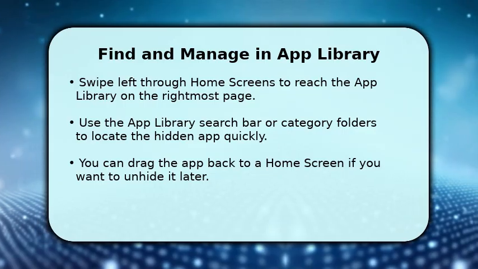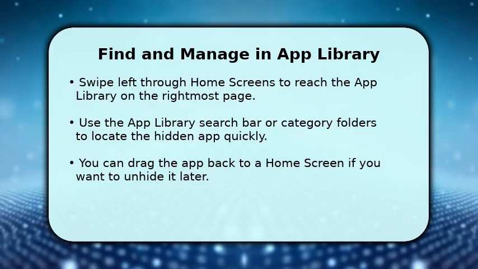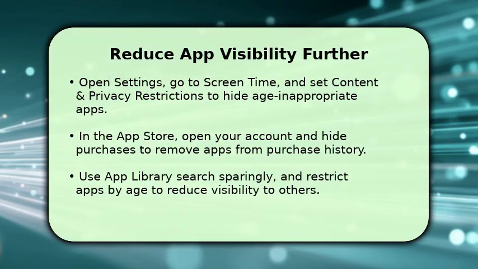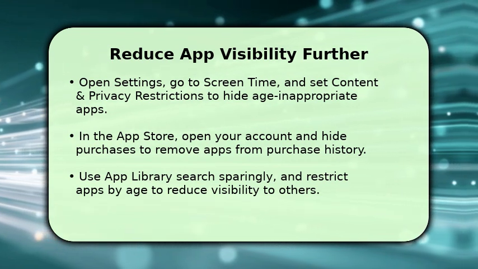If you need extra concealment, open Settings and tap Screen Time to enable content and privacy restrictions. Choose Content Restrictions, then Apps, and select an appropriate age rating to hide apps above that rating from the device.